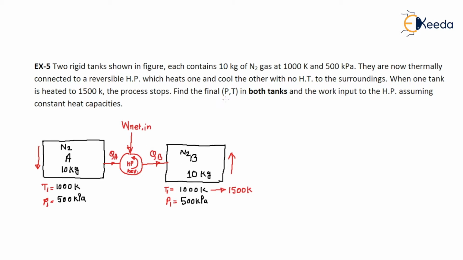Find the final pressure and temperature of both tanks and the work input to the heat pump. Assume constant heat capacity. First of all, there is no mass transfer. If you take this as our system, it is assumed as an isolated system.